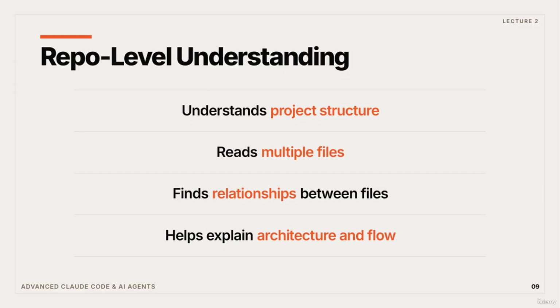This means being able to grasp the overall project structure, not just individual files. It involves reading multiple files to see how they connect and interact. By doing this, we can identify relationships between different parts of the code base, which in turn helps us explain the architecture and flow of the project more clearly. This kind of understanding is essential for advanced tools like Claude Code and AI agents, which rely on a holistic view to provide effective assistance.